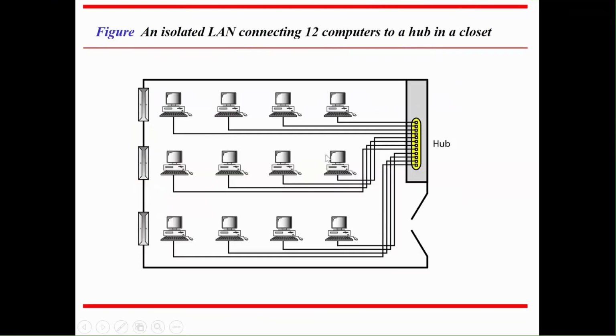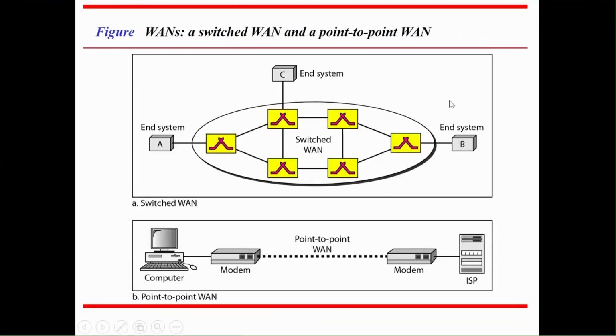Here we have, for example, 12 computers with 1 hub. This is a typical star topology. As you can see, all of them are connected to the hub. All 12 computers connected to the hub. So this is a local area network with all 12 computers connected to the hub.